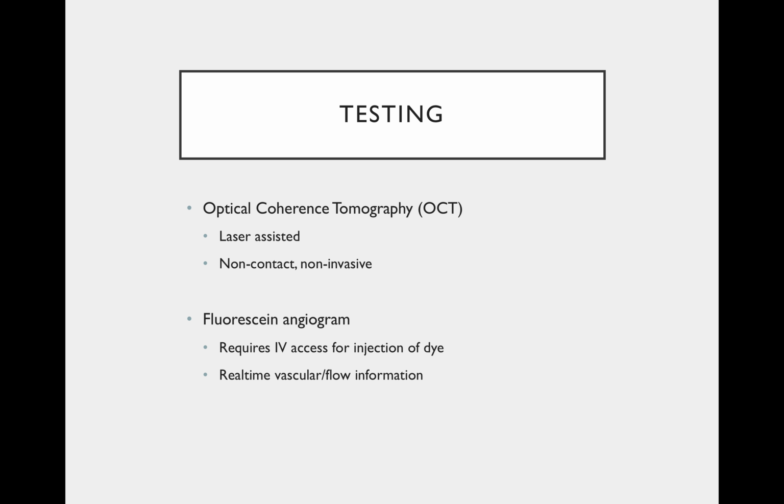Testing involving macular degeneration can be quite involved. Two main testing options are OCT and fluorescein angiography. OCT is a laser-assisted, non-contact, non-invasive test, whereas fluorescein angiography requires IV access, but it does give us some additional information, including real-time vascular flow and other information.